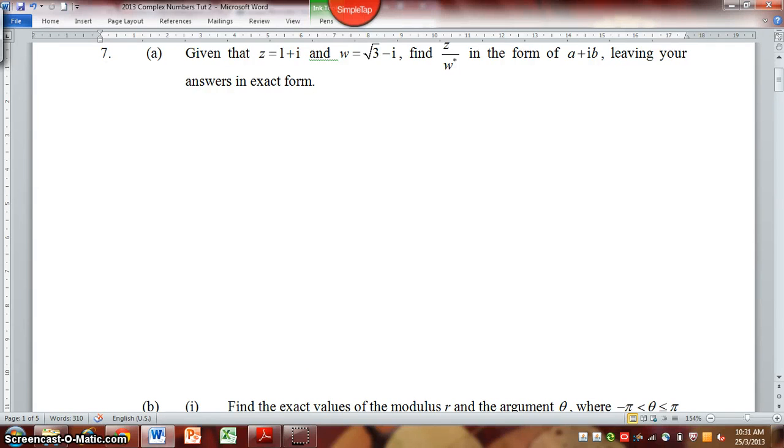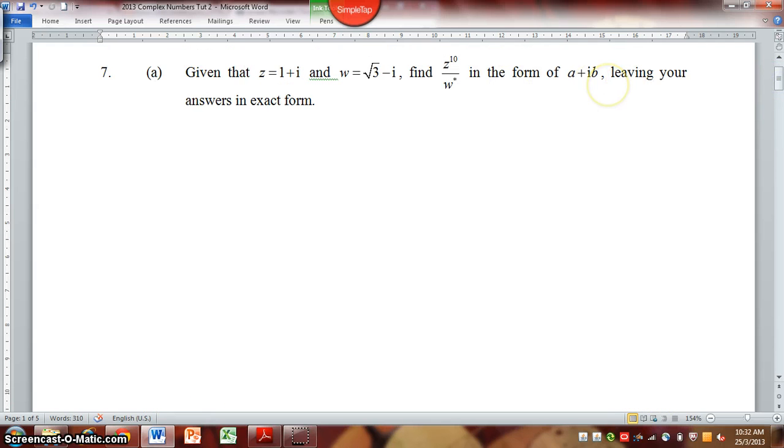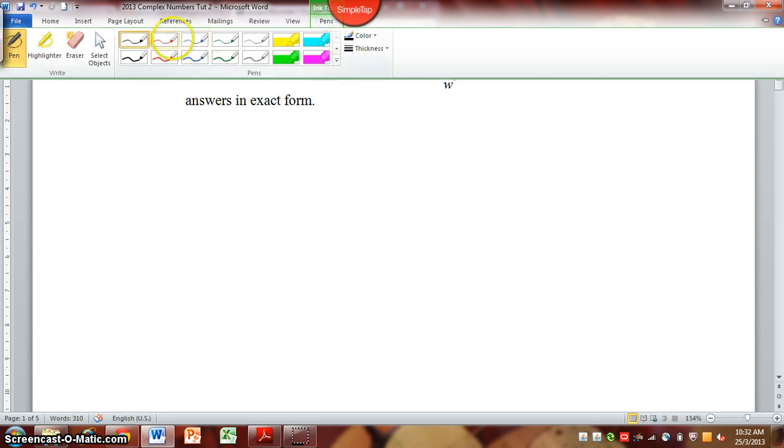Question 7 comes in 4 parts. In this first part, we're given that z is equal to 1 plus i and w is equal to square root 3 minus i, and we're asked to find z to the power of 10 divided by w conjugate, in the form a plus ib, leaving our answer in the exact form.